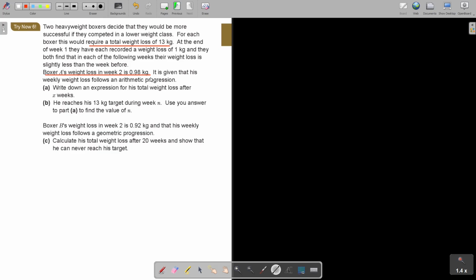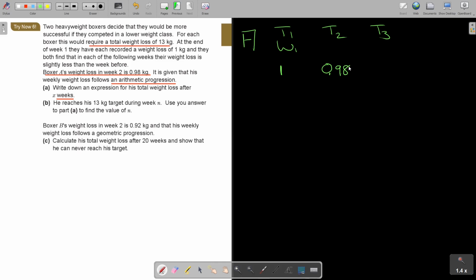It's given that this weekly weight loss follows an arithmetic progression. They were very nice, they told you it's an arithmetic progression. Write down an expression for this total weight loss after x weeks. So let's just start. This is boxer A. At the end of week 1, it's still my first term, then second term, third term. It all started with 1, and then after the next week it was 0.98.